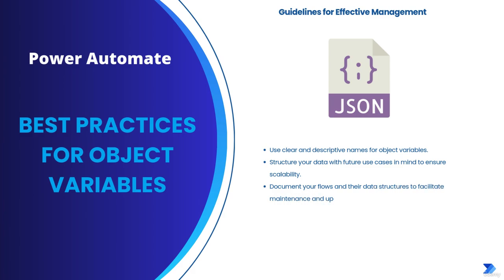Also, structure your data with future use cases in mind. Think about how your flow might evolve over time, and ensure that your object variables can accommodate those changes. Lastly, document your flows and their data structures to facilitate maintenance and updates. By following these best practices, you'll create more efficient and manageable workflows, setting yourself up for success as you continue to work with object variables.